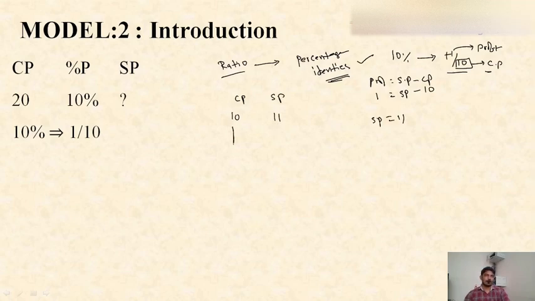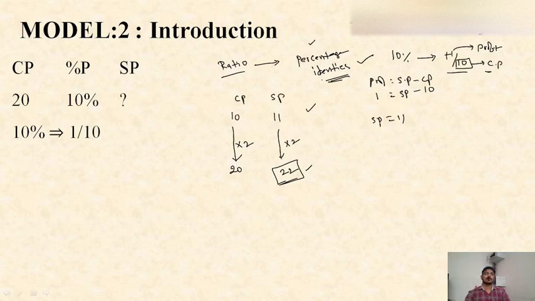In the question, the cost price was given as 20, which means one part is equal to 2. Then what will 11 parts be equal to? 11 parts will be equal to 22. So in the previous scenario, by applying the formula approach, we got the same answer. But if you remember these percentage fractions, you will be able to get the answers in an easy manner.